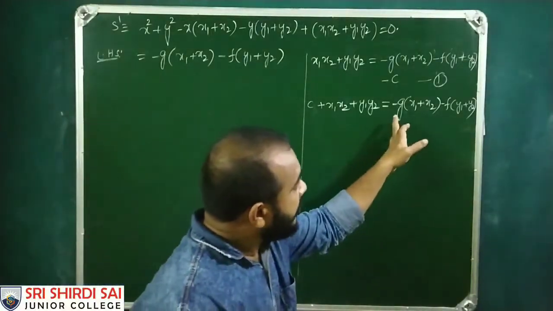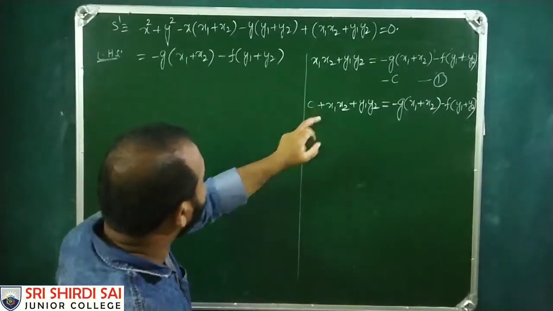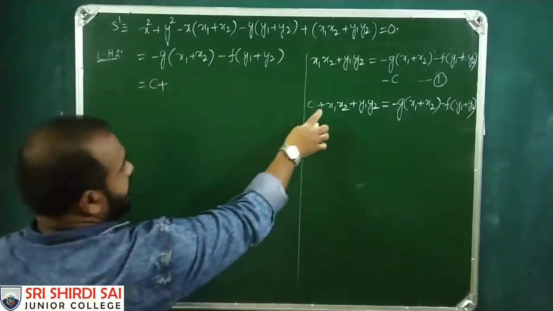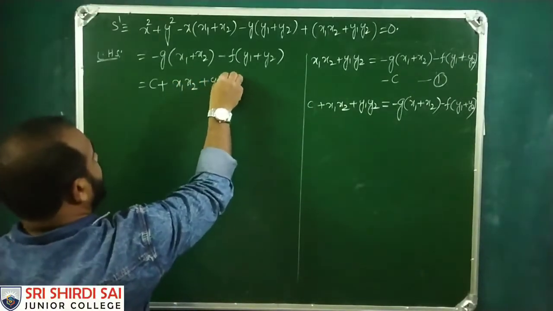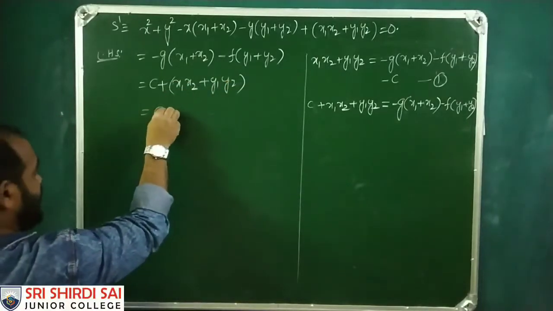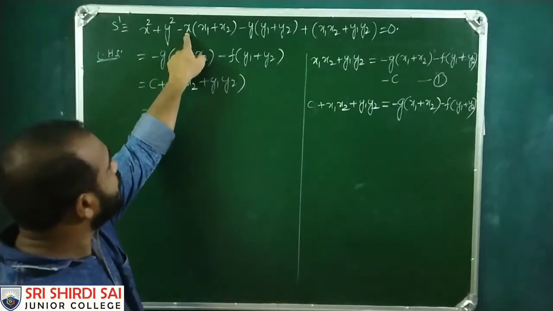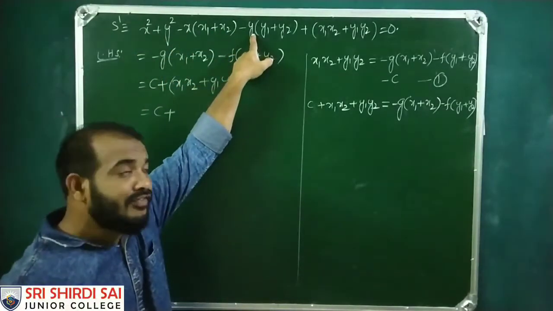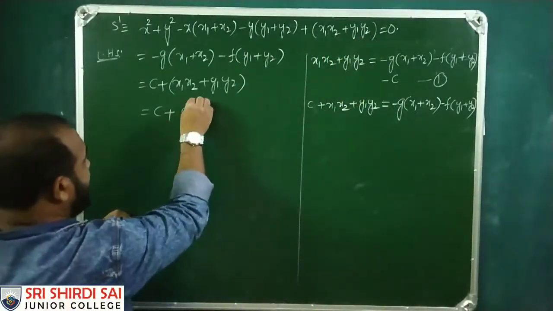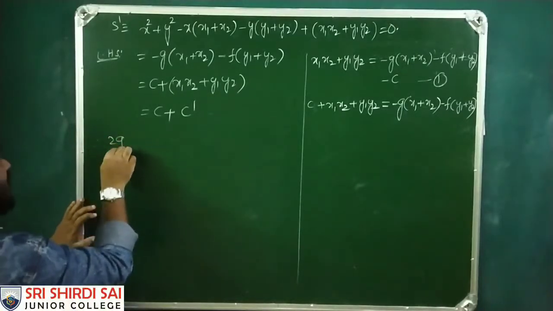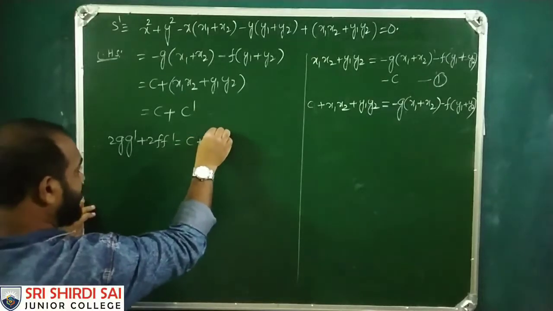Now minus g into x1 plus x2 minus f into y1 plus y2, we got it to be c plus x1 x2 plus y1 y2. This is equal to c plus c dash. This one is x square plus y square plus 2g dash x plus 2f dash y plus c dash. So this is c dash. Therefore 2gg dash plus 2ff dash is equal to c plus c dash, we get.